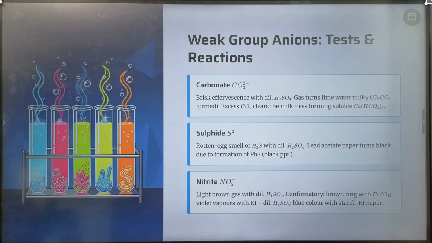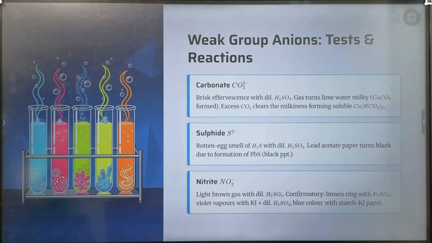The brown ring test is very easy. You add freshly prepared ferrous sulfate into the salt solution, and then add concentrated sulfuric acid in drops. At the junction of the ferrous sulfate and the sulfuric acid layer, you will get a brown colored ring, which is the brown ring test.